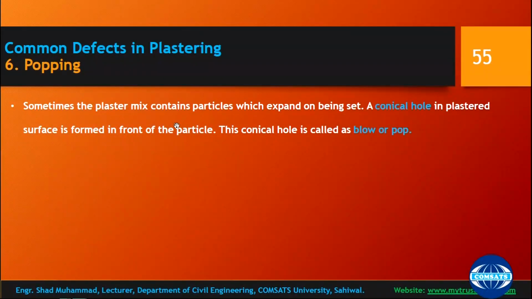Pooping: sometimes the plaster mix contains particles which expand on being set. These particles can be non-homogeneous; you can say that those particles are not fine enough, or their fineness index is different from all other particles. A conical hole in the plastered surface is formed in front of the particle. This conical hole is called blow or poop, and this is called pooping.